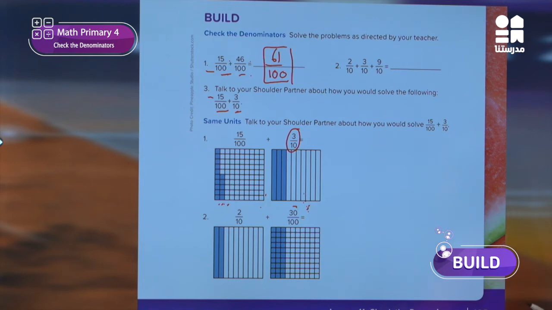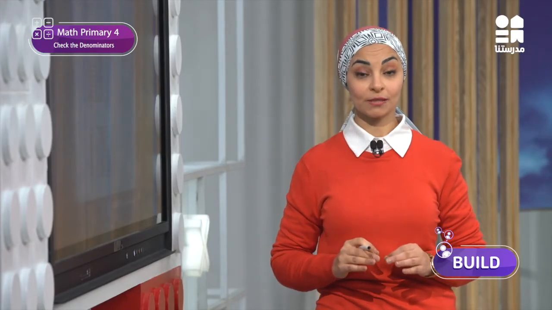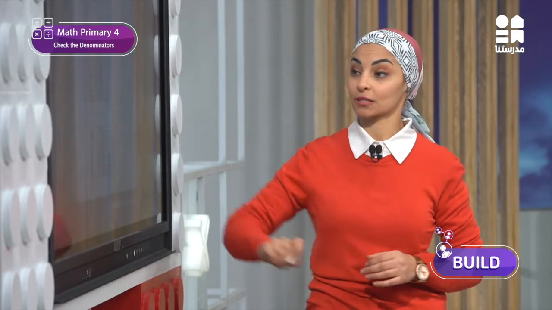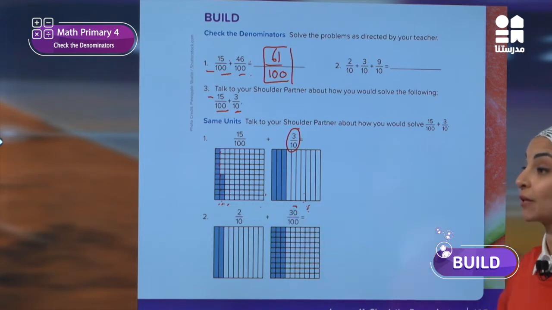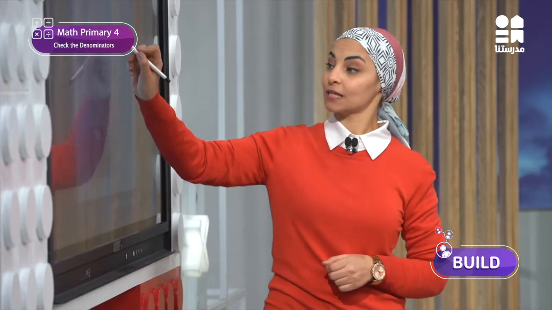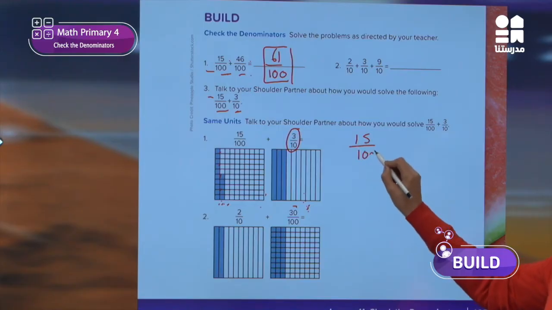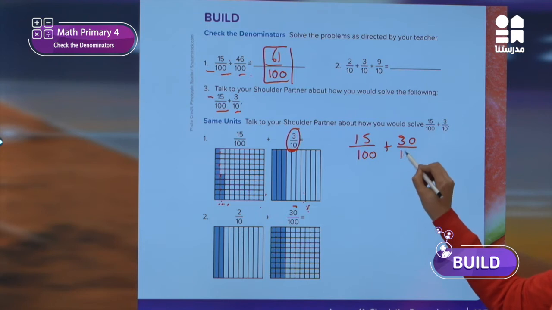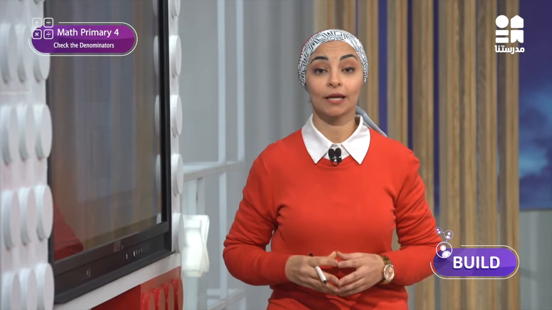طيب دلوقتي فيها 30 hundredths right؟ ليه 30 hundredths؟ عشان each bar consists of 10 hundredths. لو بصينا كده هنلاقي كل بار متقسم ل 10 hundredths. يبقى 3 bars في ال tenths represent 30 hundredths. طيب دلوقتي we can write the problem. هكتب 15 over 100 plus what؟ plus 30 over 100 اللي هي ال equivalent fraction ل 3 over 10. طيب أنا ليه عملت كده؟ عشان يبقى ال denominators like each other.